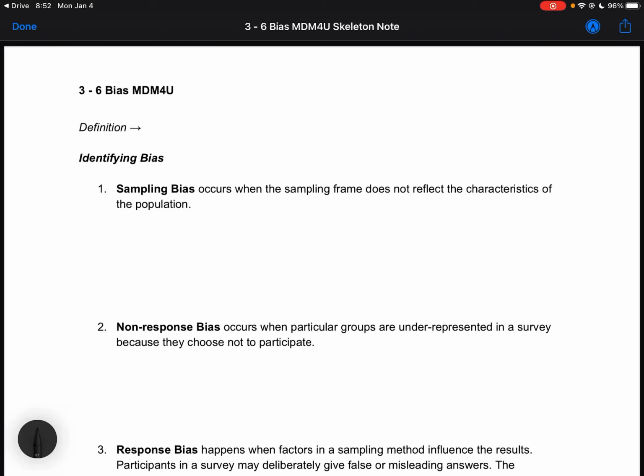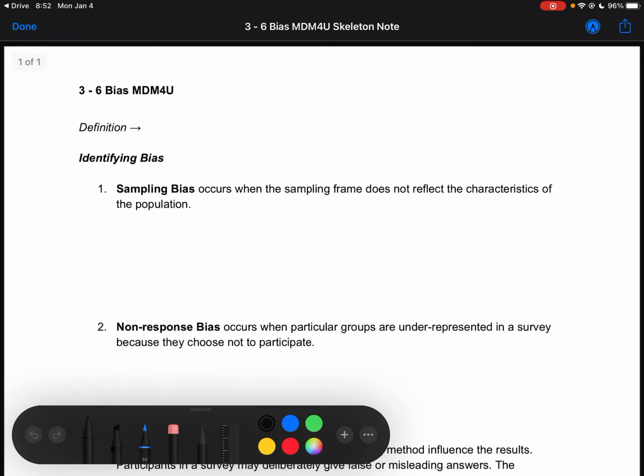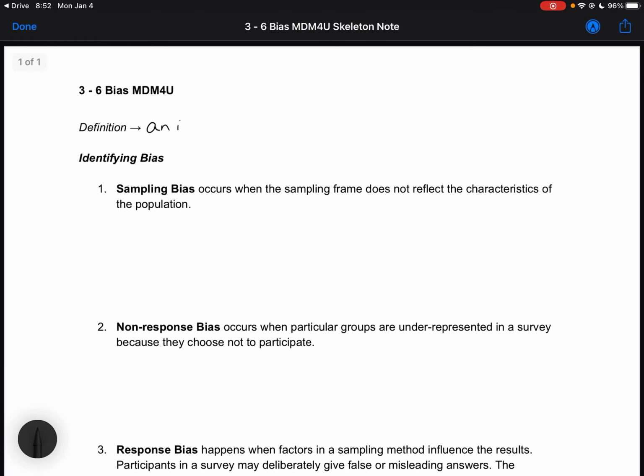This video reviews bias. When you are collecting survey data, you can sometimes find bias in the questions or how you collect the material. And so all bias is just an influence on the data gathering process.